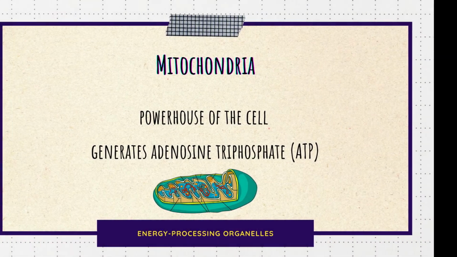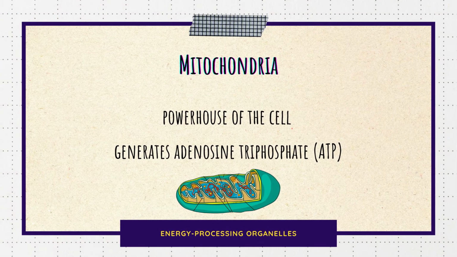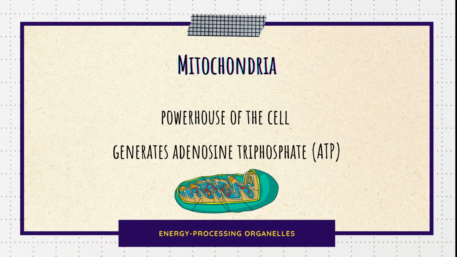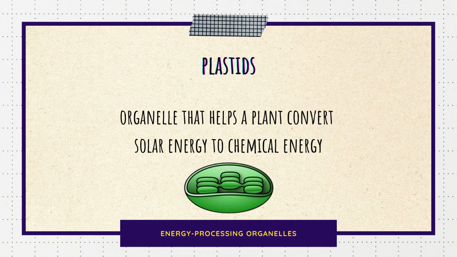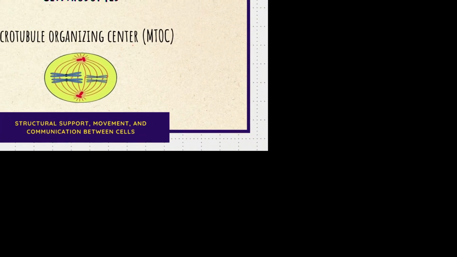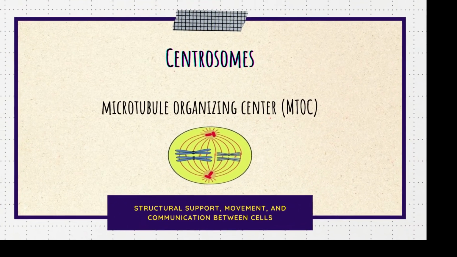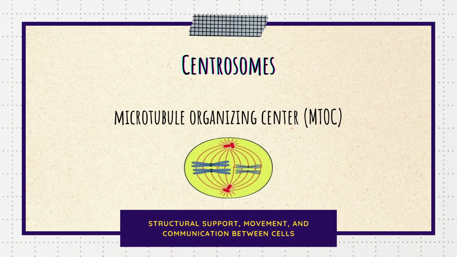Under energy processing organelles, we only have two: the mitochondria, or the powerhouse of the cell that generates adenosine triphosphate, and the plastids, or organelles that help a plant convert solar energy to chemical energy. Lastly, we have the structural support, movement, and communication between cells.